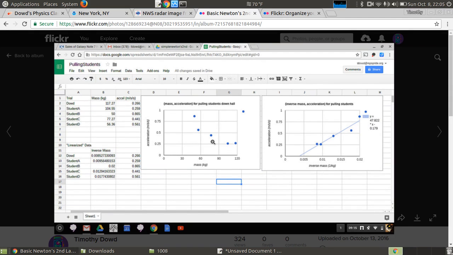Mass versus acceleration is a hyperbola. Spreadsheets can't fit hyperbolas. But with this linearized data, we get that constant out of there. And that constant may be very important to us, and we're going to try to figure out what it is. So this is a trick we're going to use all the time when we have complicated functions, in order to get a fit when mathematically we can't otherwise.